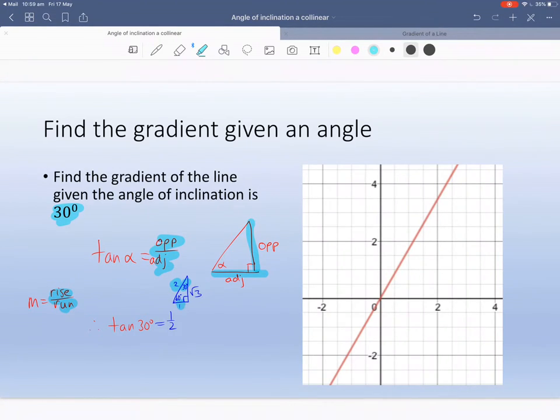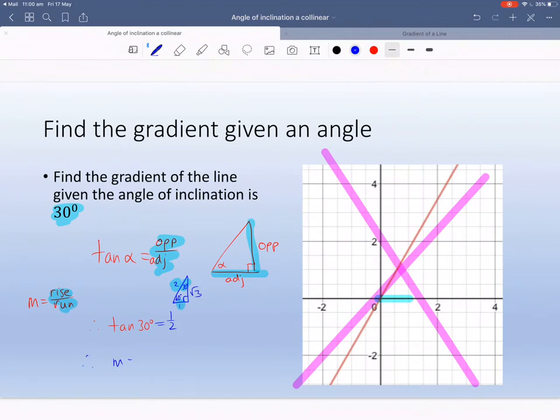Now let's see if we can actually prove that using this graph. So if I go, that's one run there, and oh, actually, this is the wrong graph. I've actually drawn the wrong graph. So cross it out. Don't worry about that, okay? So the gradient, therefore, m equals a half. I'm really sorry about this graph, but yeah. So with the angle, we can find its gradient.